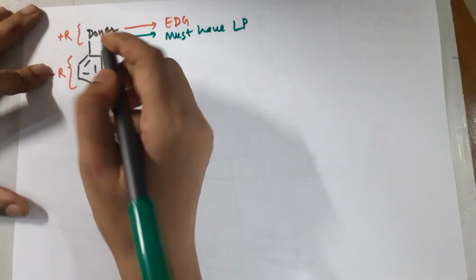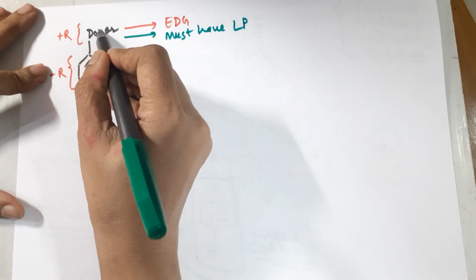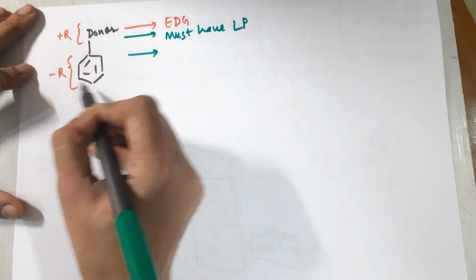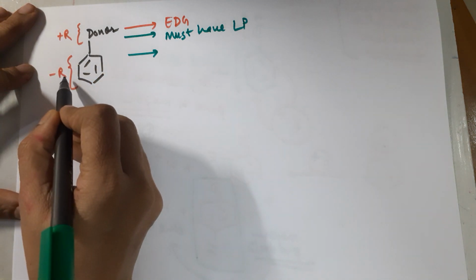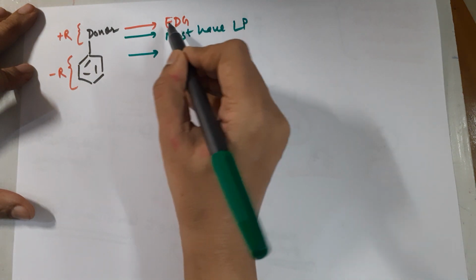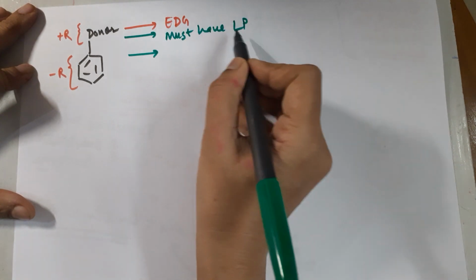When your benzene is attached to a group which is a donor atom, then the donor atom gives the electrons, we say it has a plus R effect. Benzene receives the electrons, so we say benzene has a minus R effect. This donor atom is also called the electron donating group. Now, when will it donate electrons? When it has electrons. So, this must have lone pairs.